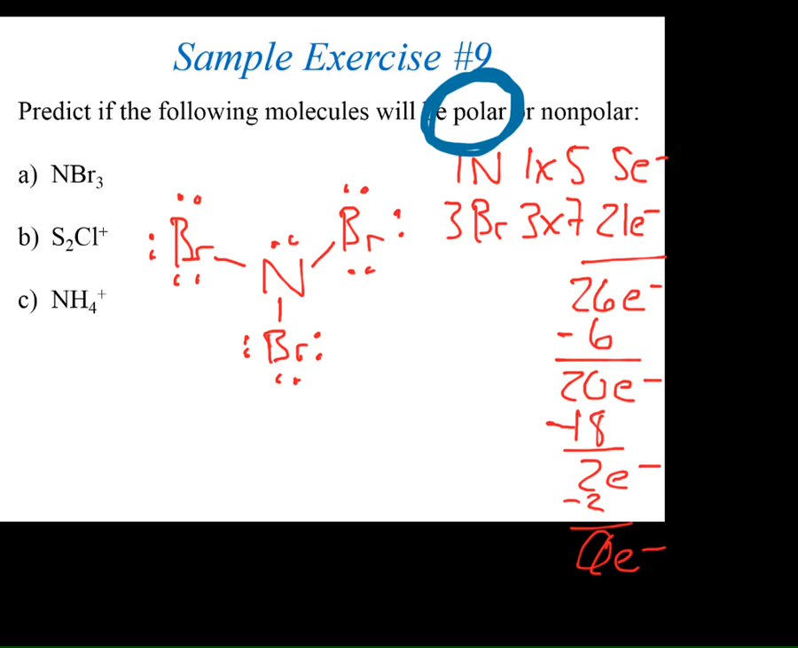Okay, your turn. Find a buddy. Try S2Cl+. Now, just one more time, quick reminder, what does the plus mean you do? You have to subtract an electron from the total, because a plus means we lost an electron. So add up the 2 sulfurs, add up the chlorine, and then subtract 1 for that positive charge. Right. Try that out. Okay, let me show you what I got.